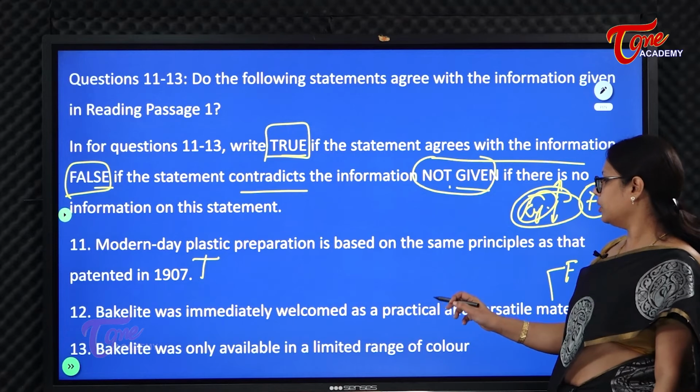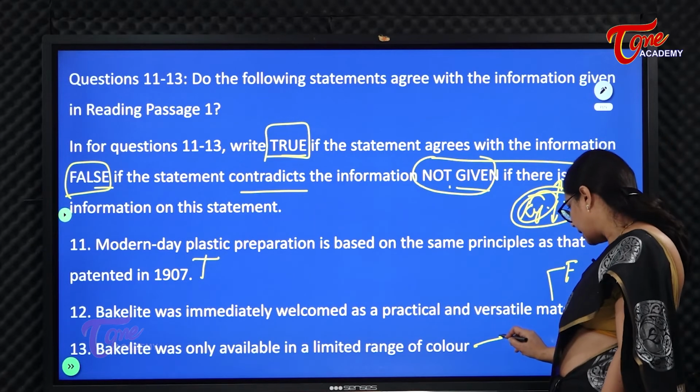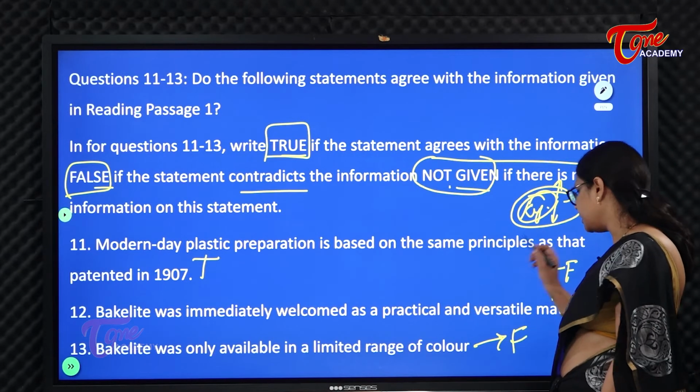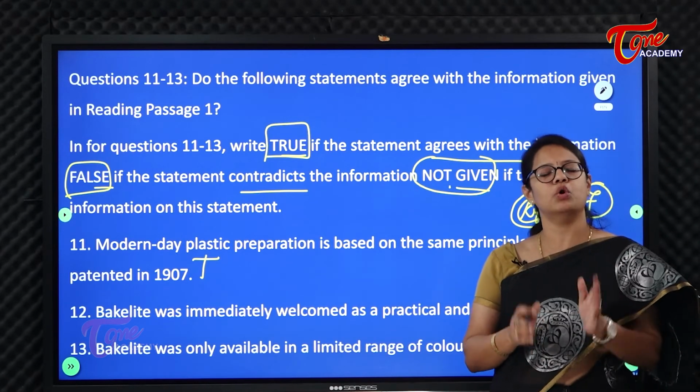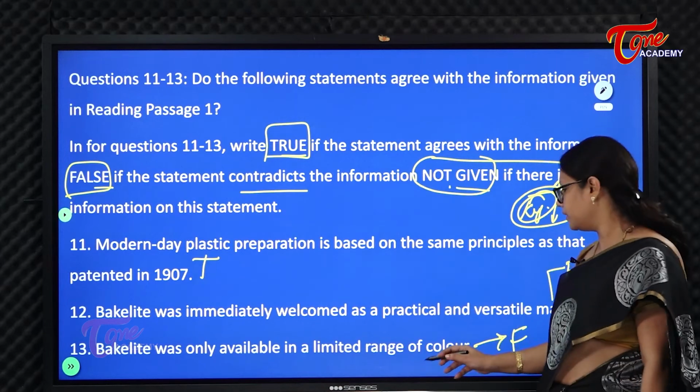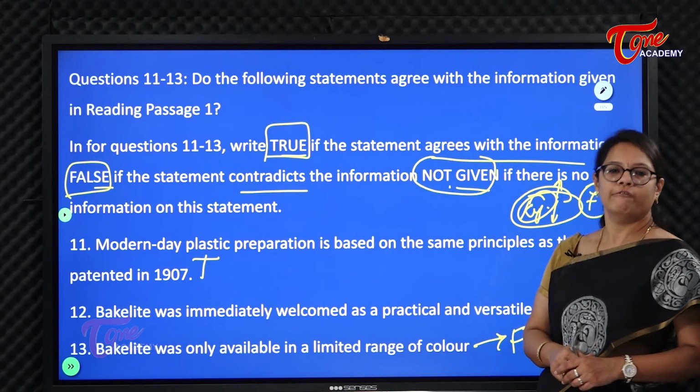Now, bakelite was only available in a limited range. In fact, bakelite was an alternate to the already existing limited range of colors or materials such as wood, tortoiseshell as well as ivory. So this also is false.